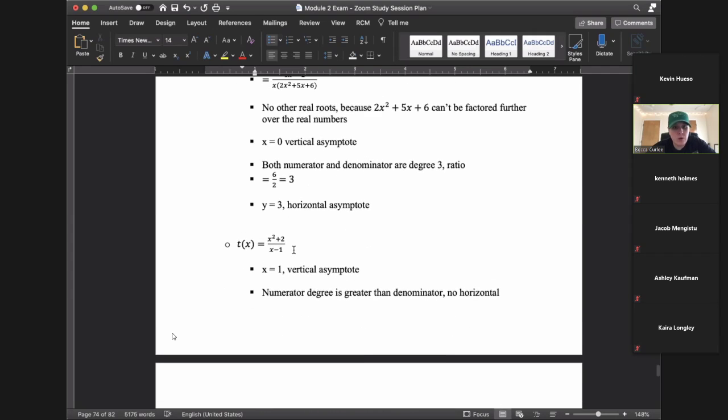Then we've got one more. T of x equals x squared plus 2 over x minus 1. We already know that x equals 1 is a vertical asymptote, looking at the denominator. And since the numerator degree is greater than the denominator degree, we've got x squared compared to x, there's no horizontal asymptote.